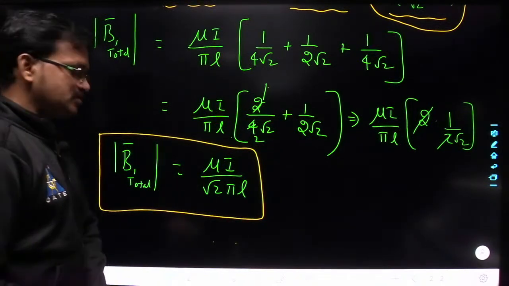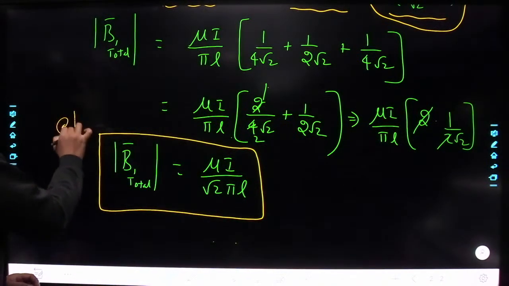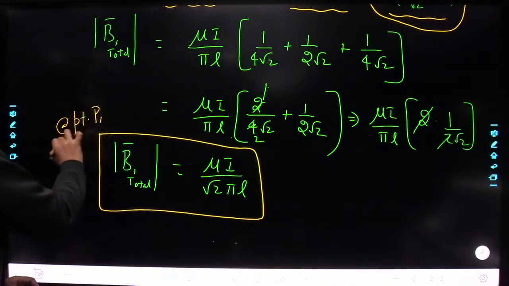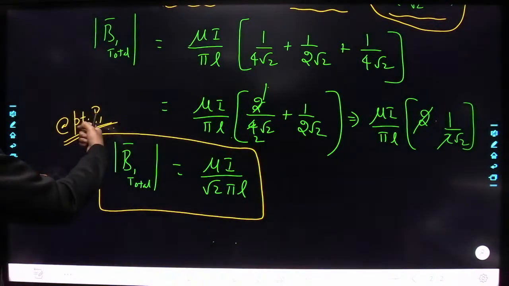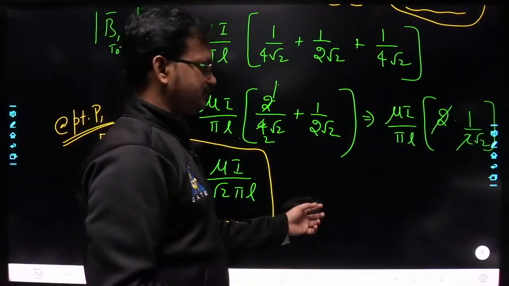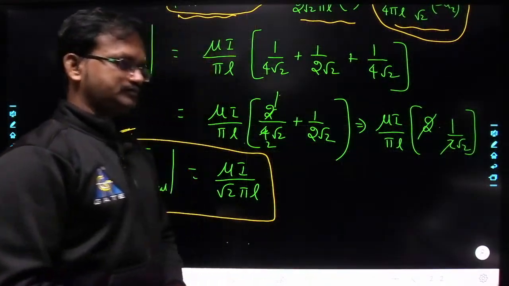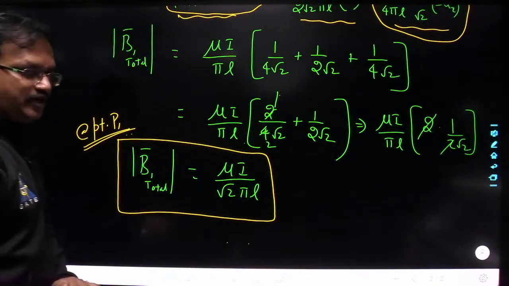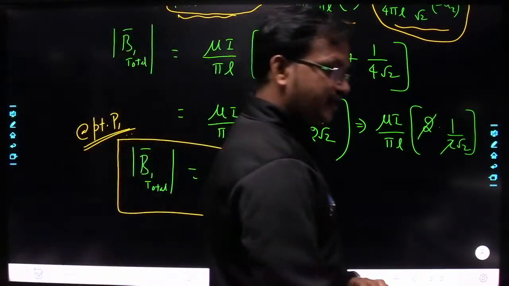B1, this is at point P1, this is at point P1. This is at point P1, right? Is this clear? Tell me here. Is this clear?